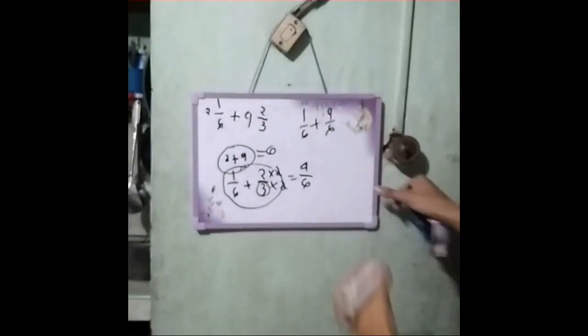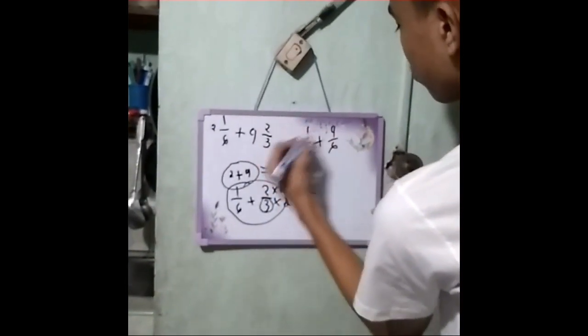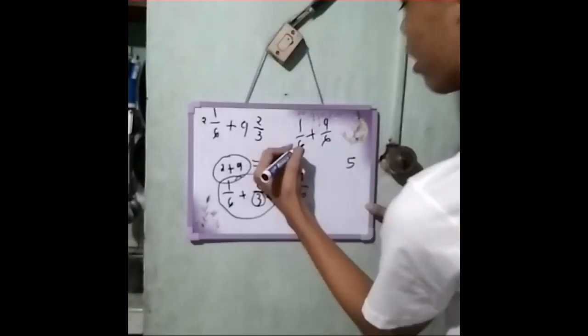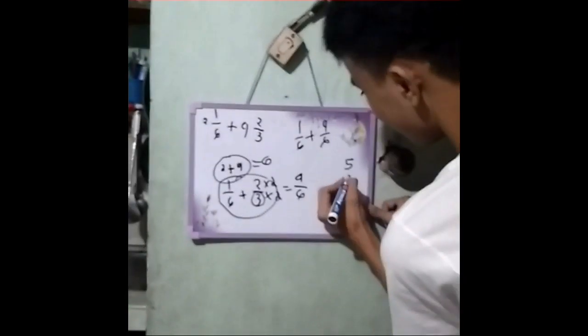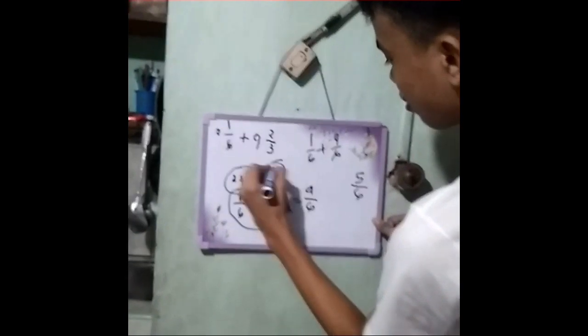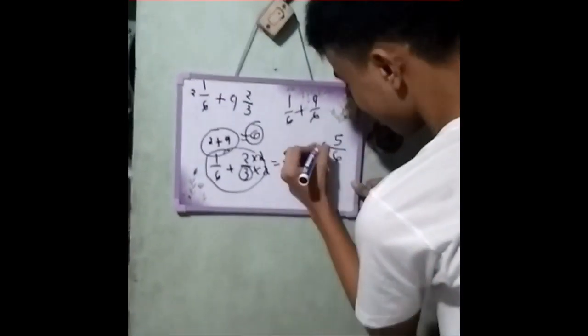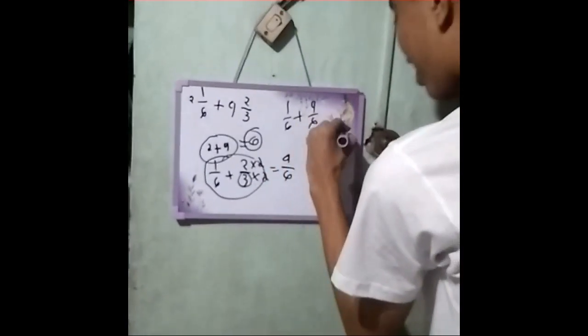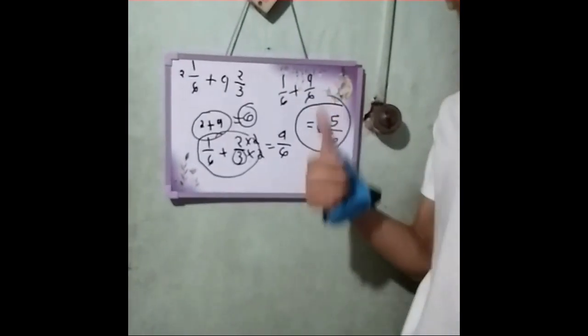So i-add na natin, 1 plus 4 is equals to 5, and then they have the same denominator, which is 6. So we're going to add, and then the whole number is 6. So this is the final answer.